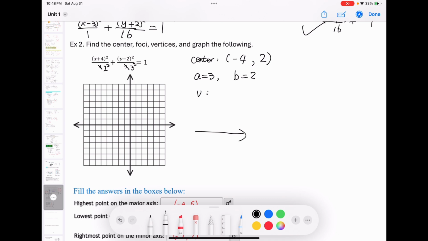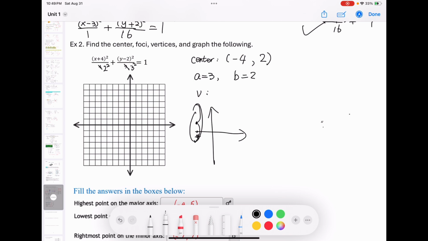For example, a not very accurate sketch. First, decide the center, negative 4 and positive 2. And then second, I know the big number under the y, so this is the ellipse. That is the major axis, vertically. So this is a sketch. And then based on the center, we can go up a unit, go down a unit.